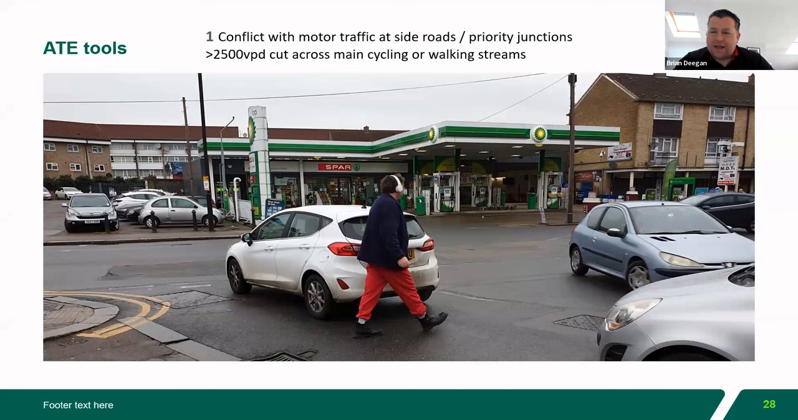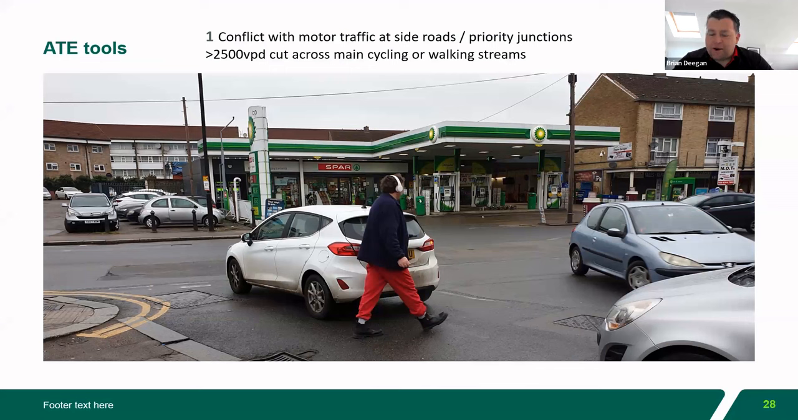This is kind of like the way people are crossing side roads. And I'm going to talk a little bit about the Active Travel England tools. This is like a successful method that I've employed myself: headphones on, just go for it. Like our Commissioner Chris Boardman used to talk about, crossing a side street shouldn't require bravery. And to an extent, we've created a situation where it does.